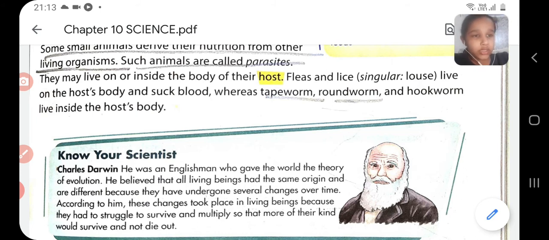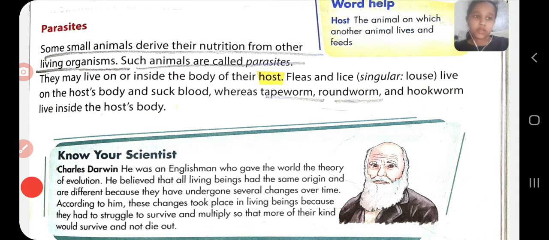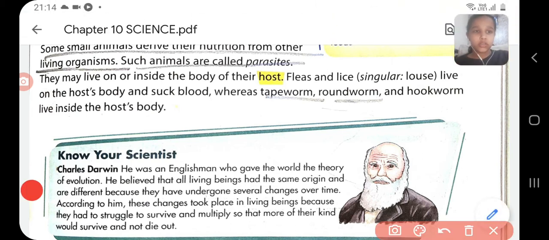So kya karte hain wo? Like, not the house flies but the mosquitoes do this. They sit on our hand and we do not even feel what's happening, and they suck our blood. So one more fact: the singular of lice is louse. Now examples would be tapeworm, roundworm, hookworm.